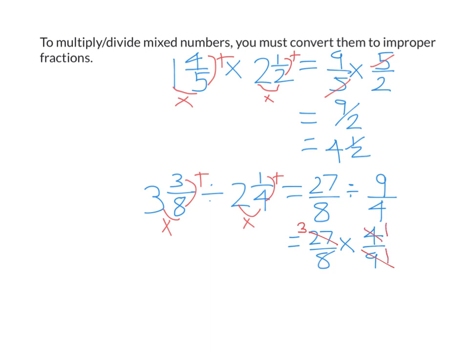4 goes into itself once, it goes into 8 twice. So I'm left with 3 over 2, because 3 times 1 is 3, 2 times 1 is 2, and as a mixed number, that's 1 1/2. 3 divided by 2 is 1, remainder 1, and then we're done.